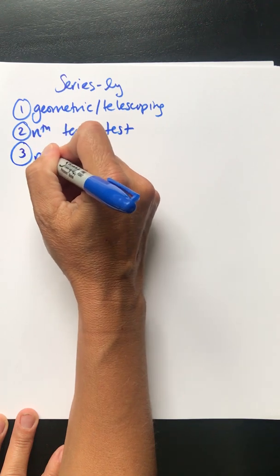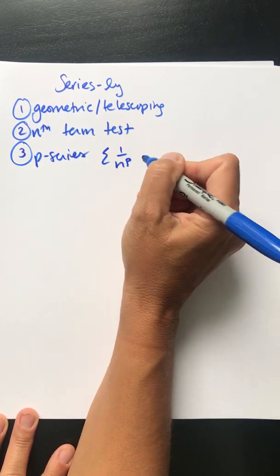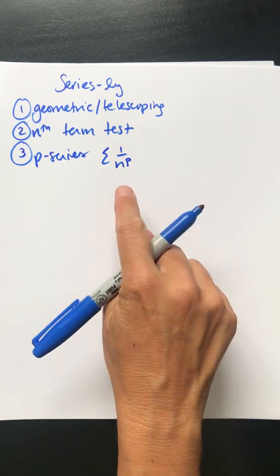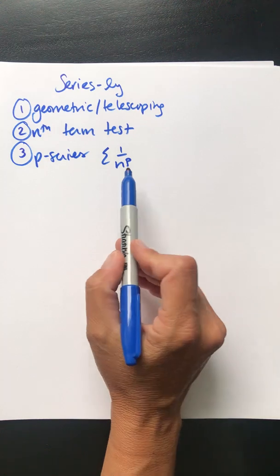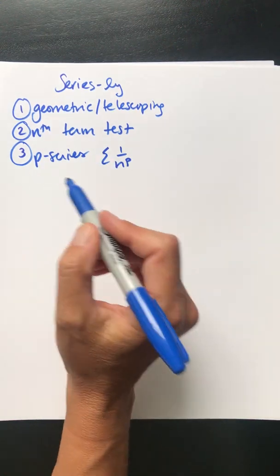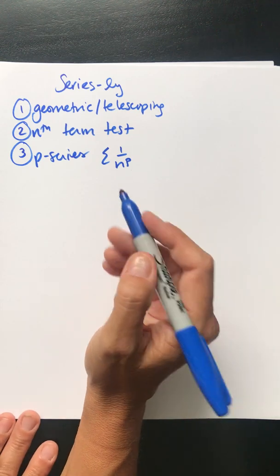Is it a p-series, which is the form 1 over n to the power of p? If p is 1, this is our harmonic series, which we know diverges. If p is greater than 1, it converges. If p is less than 1 but greater than 0, it diverges.